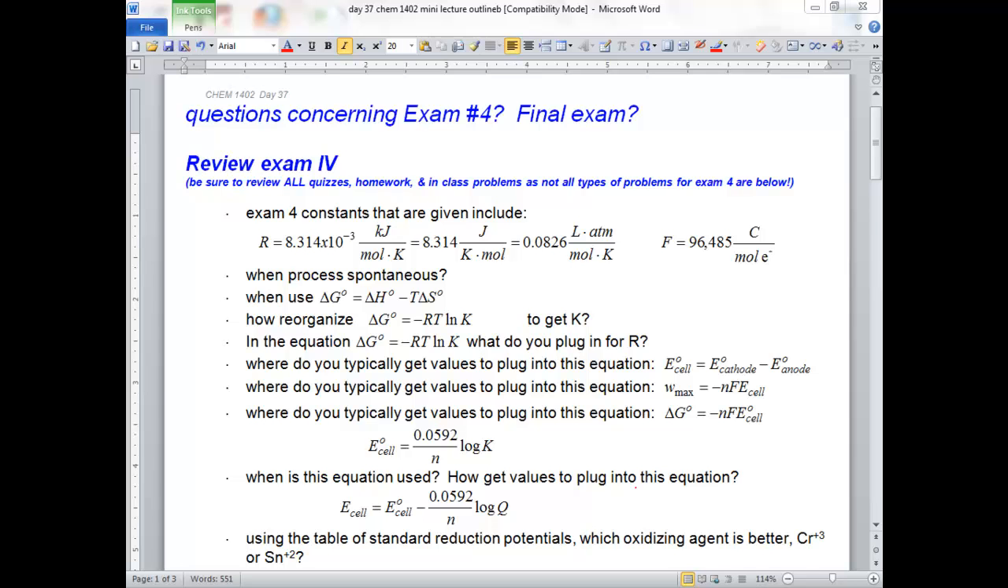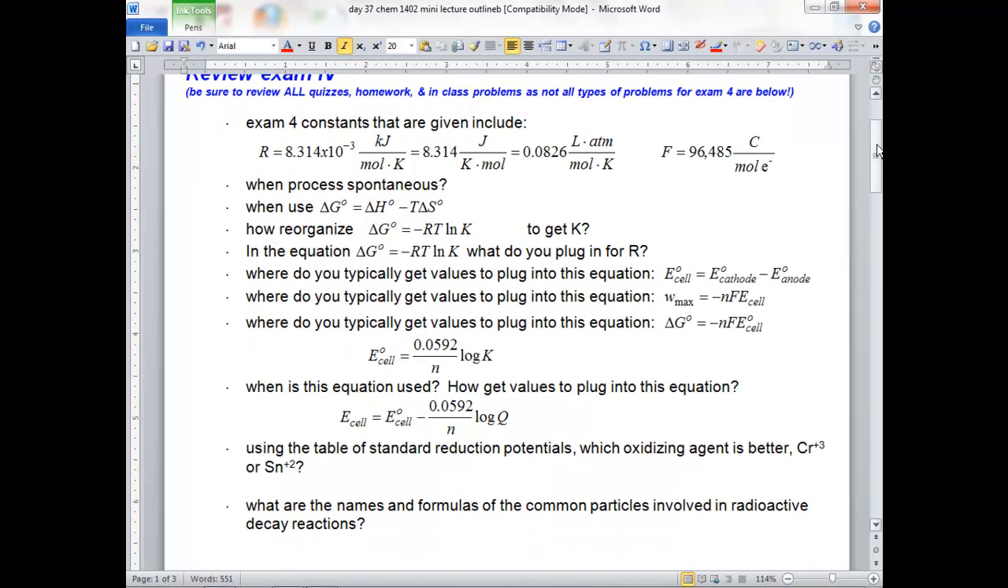Okay, let's take a look at some exam 4 general questions here. This isn't in your handout. I just added this stuff this morning. But to remember what the constants are, right? You have R and big F and those sorts of things. Now let's get started, Alexa.